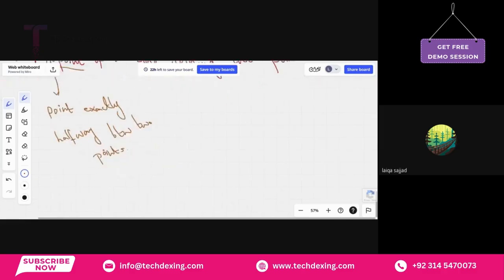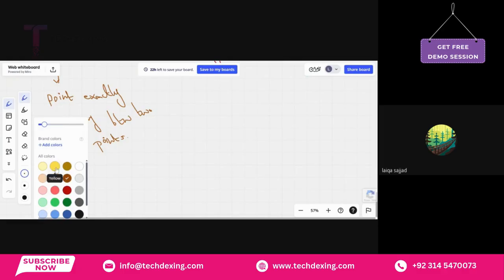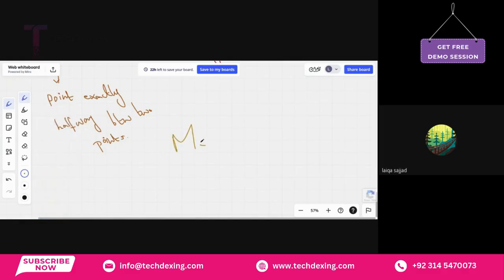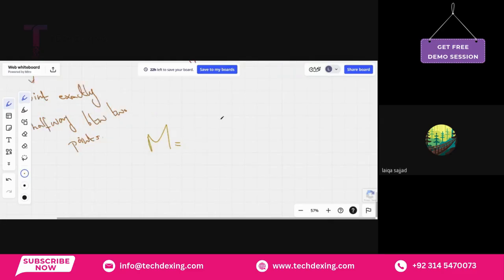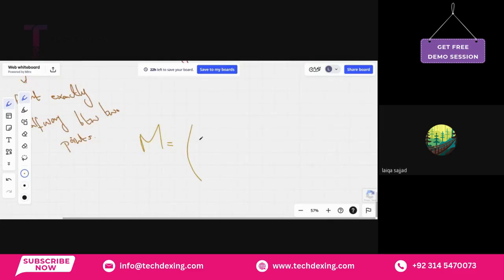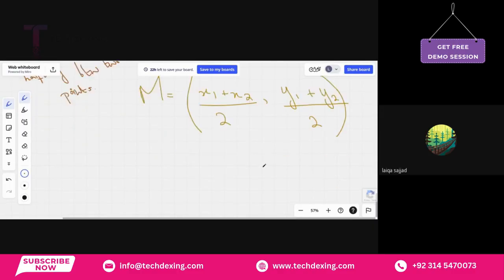Okay, so the formula that we use to find the midpoint is we simply add the x coordinates of both the points, and then we divide them by 2 to get the midpoint. Similarly, we do the same with the y coordinate. So this is going to be (x1 plus x2) divided by 2, comma, (y1 plus y2) divided by 2.